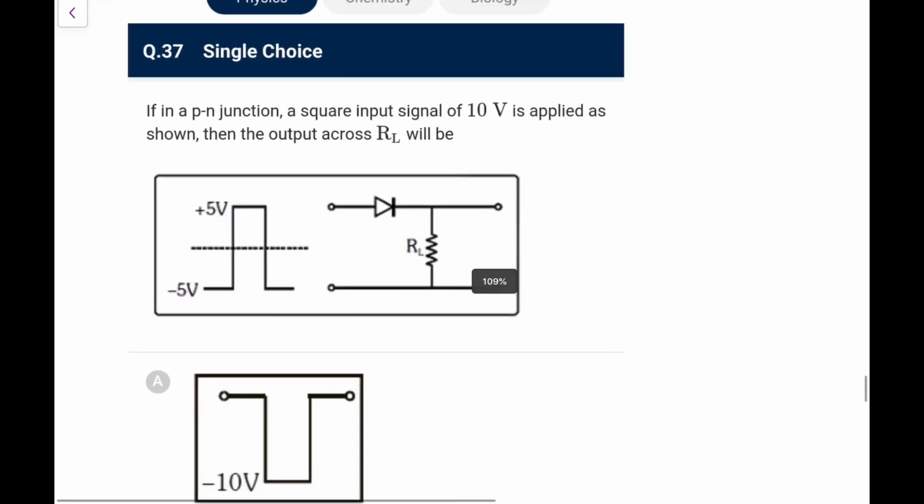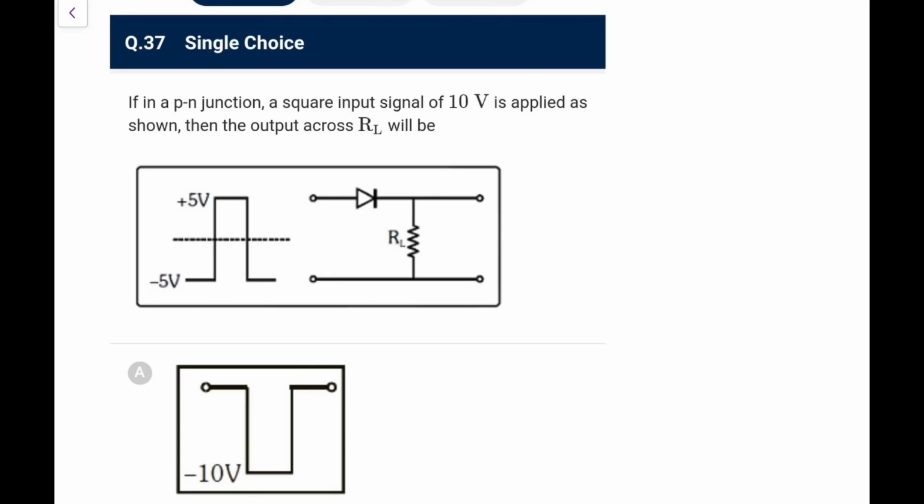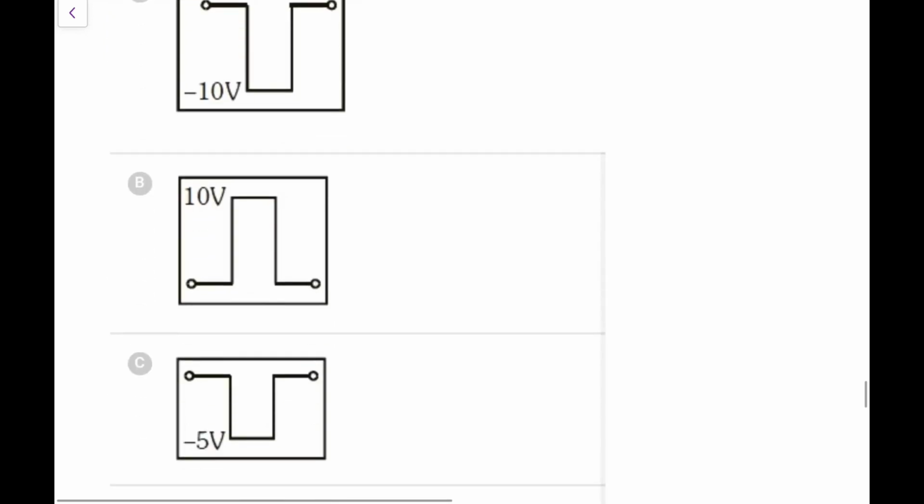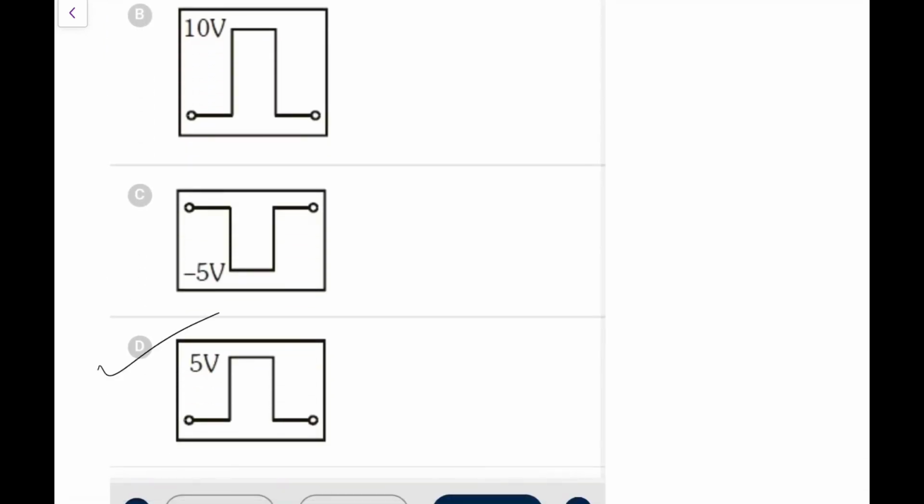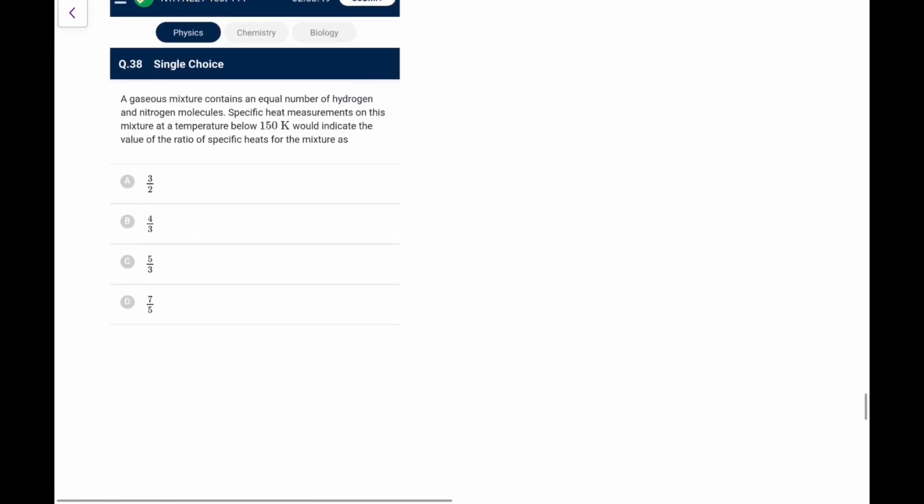In a PN junction, a square input signal of 10 volt is applied as shown. The output voltage across RL is, we say when it is forward biased it will conduct, so we will get a voltage, otherwise we won't get. So this is the question I have taken in that revision series also. This would be option D. This is a previous year question.